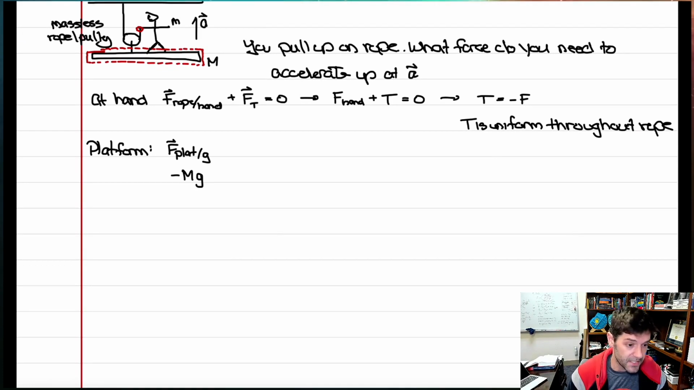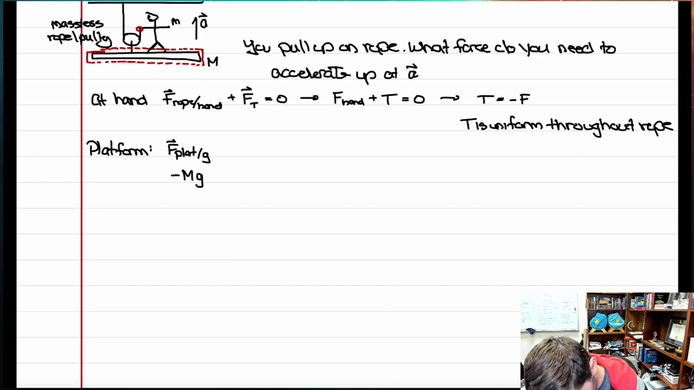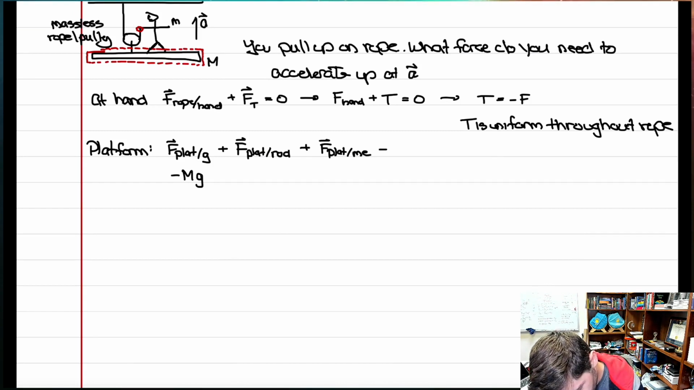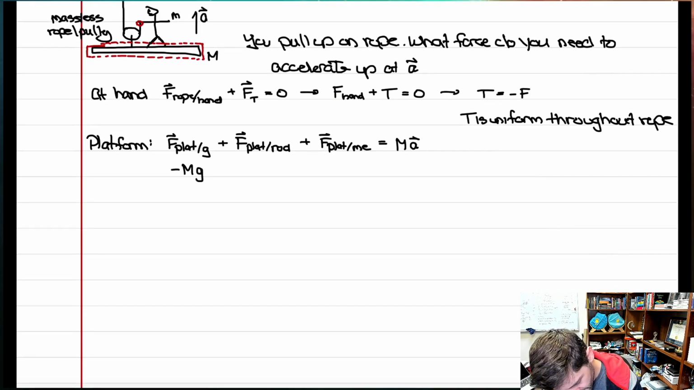And then I can ask, what is it touching? It's touching the rod, so I expect there to be a force on platform from rod. Then it is also touching me, so then I expect a force on platform from me. And if I look around, I don't see it touching anything else. It's not touching the pulley, it's not touching the ceiling, it's not touching the other rope. This then better be equal to capital M times the resulting acceleration, which, to get rid of the vectors, we're just going to write as M times A.